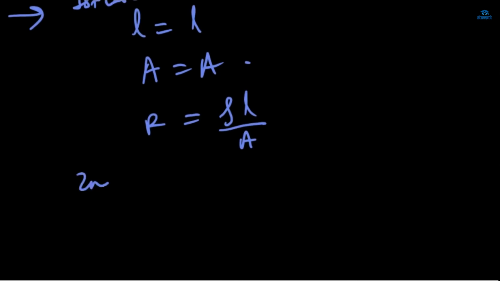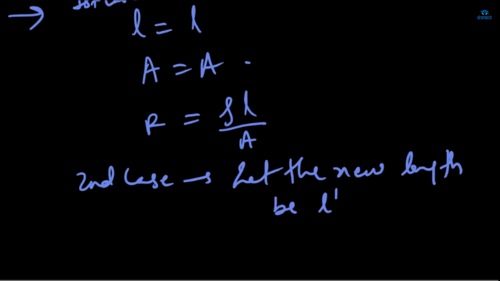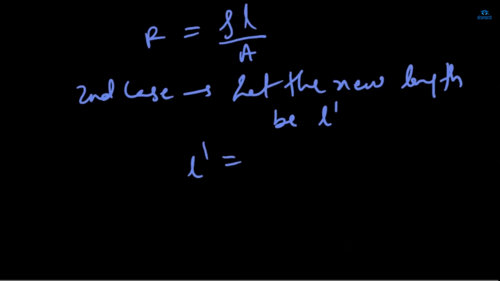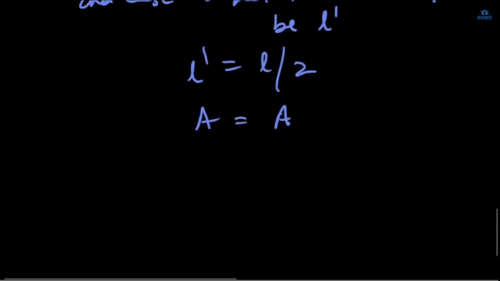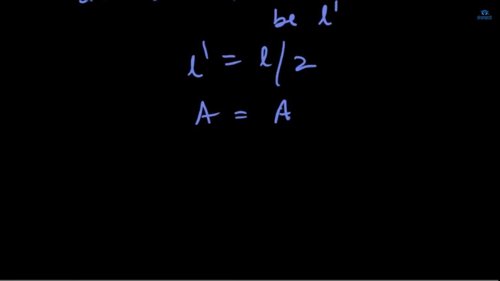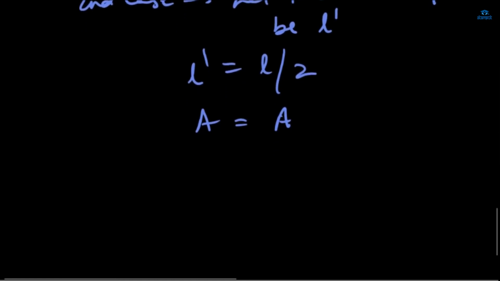Now in the second case, what's happening here? Let the new length be L dash. Okay? So L dash will be how much? It has got halved. Now A is not getting changed, so A dash will be A. You need not even mention A dash because nothing is given for area, so you need not change it. Or if you have mentioned it, it will not be wrong. Or you say, chalo, A dash will be A.